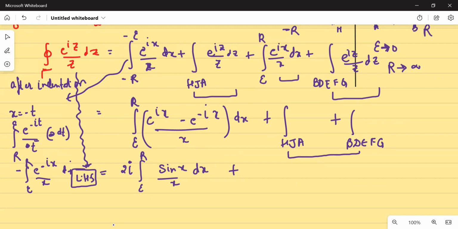How should I write? I'll write it as 0 here. Okay, are you able to follow? Is that clear? Because I've written the theory.